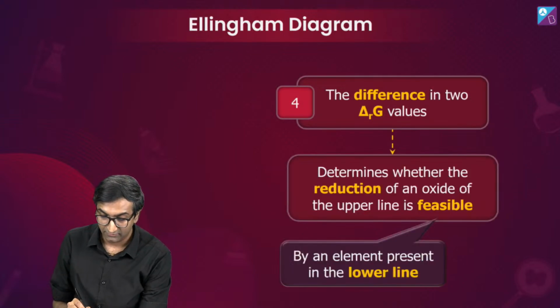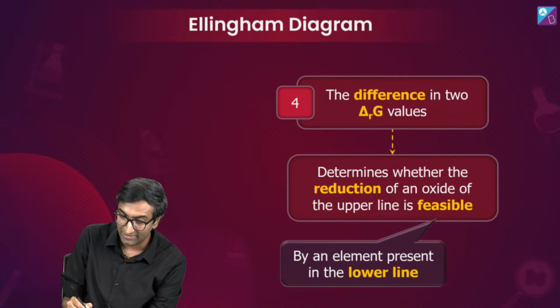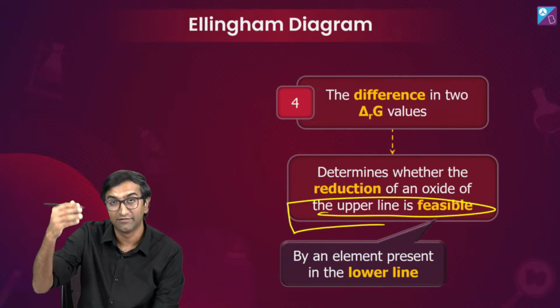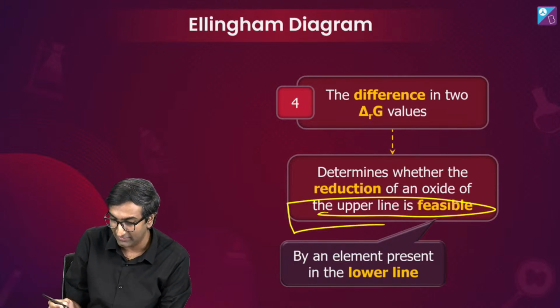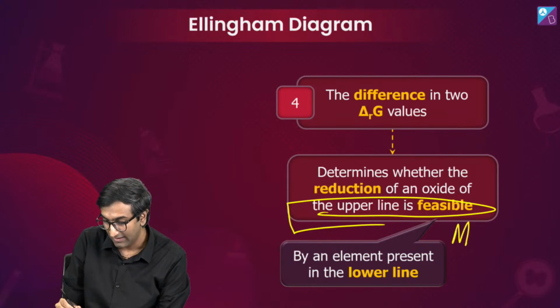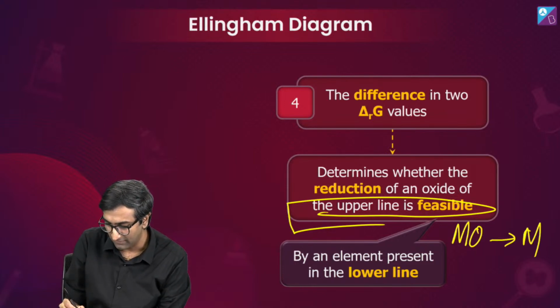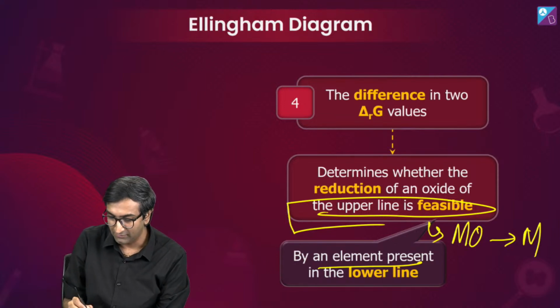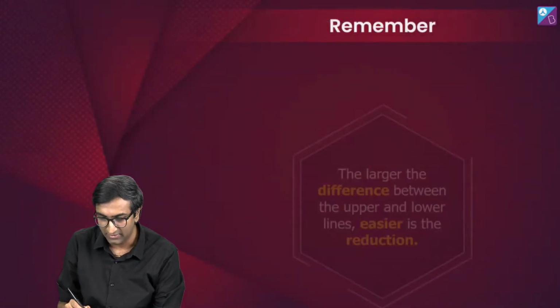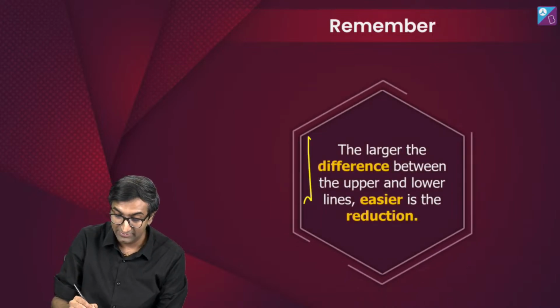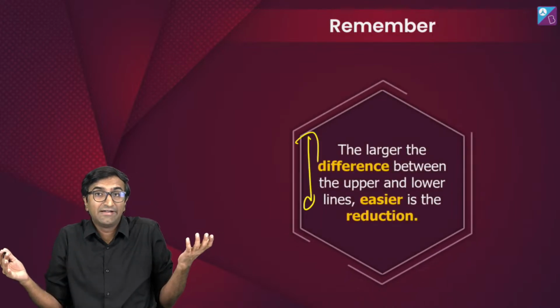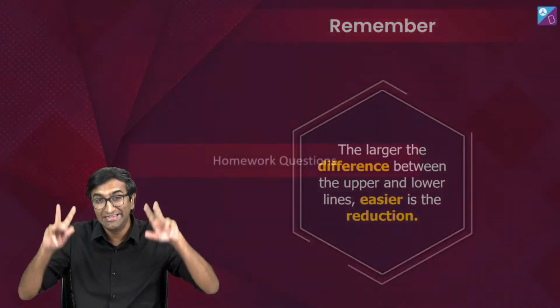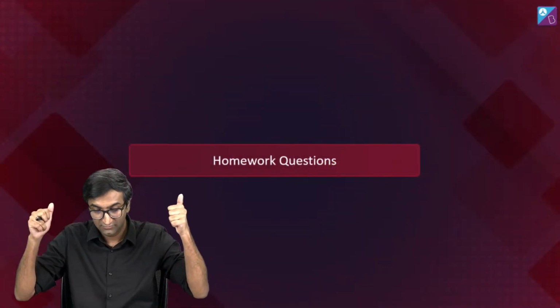Next point is that, yeah, ऊपर वाला जो है reaction is what is reduced, which means कि that one you turn around, right? MO to M. And this guy you keep as is. तो इसको मैं reverse किया, this gets reduced by an element present in the lower line. ये भी बता चुका हूँ. All right, and the bigger the difference, the better it is, the more feasible it is. Easier the reduction. Easier मतलब कि energy wise easier.